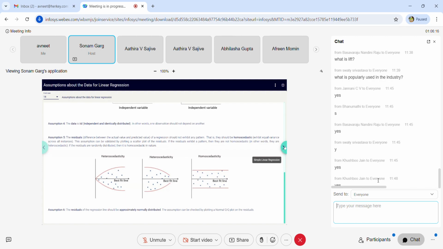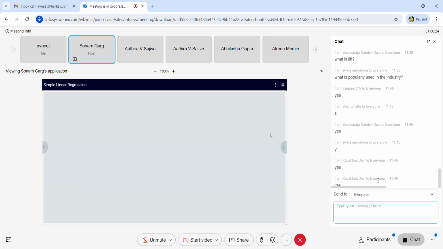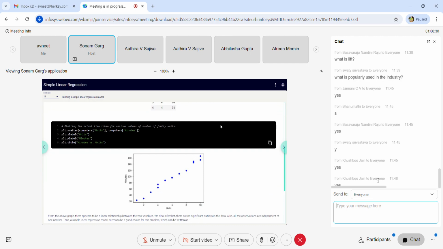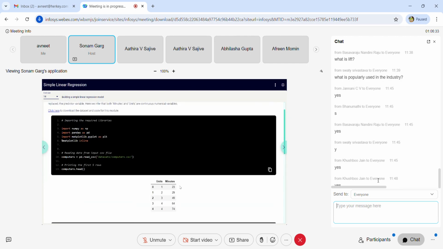There are other ways also. You have different types of tests given by different people, the Anderson test, the Kolmogorov test. We have used Shapiro. Maybe we'll be talking about that only here. This is what we have already studied, the same example here, units and minutes.